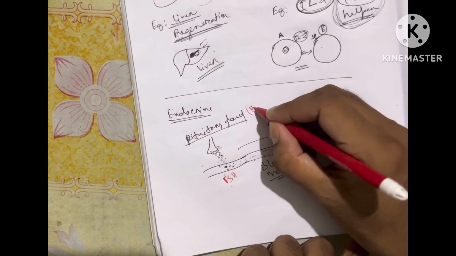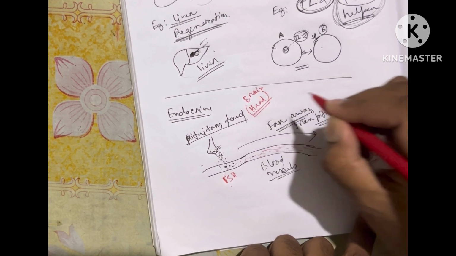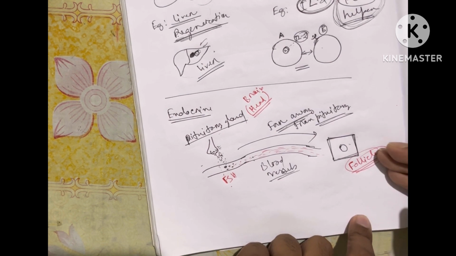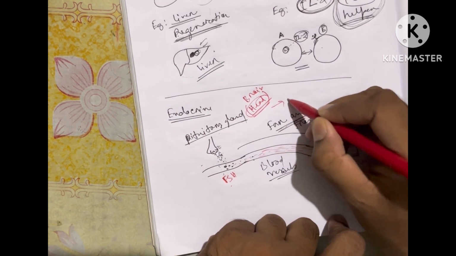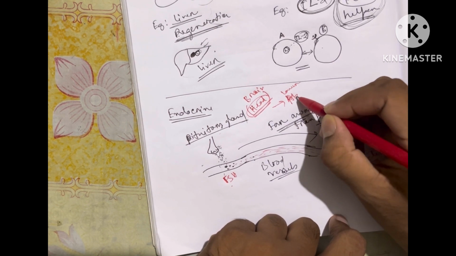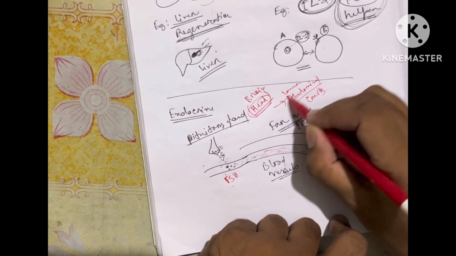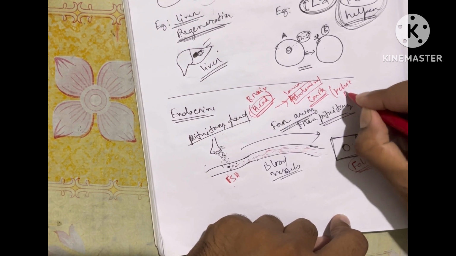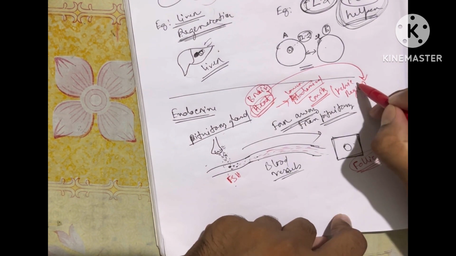the pituitary gland is present in our head, in our brain. And those follicles are present inside our reproductive system, which is at the lower part of our abdominal cavity, the pelvic region. So from the brain to the pelvic region, it's a very long distance.